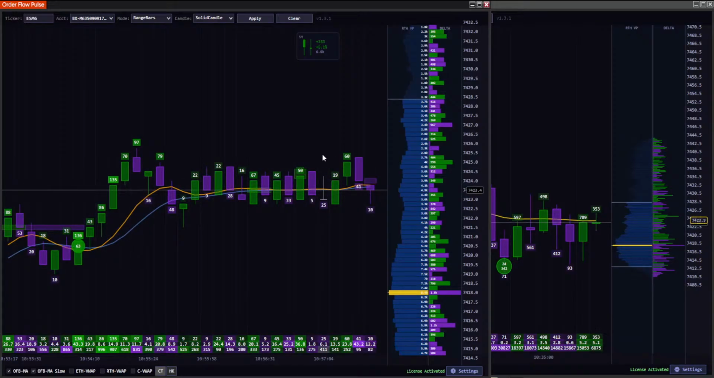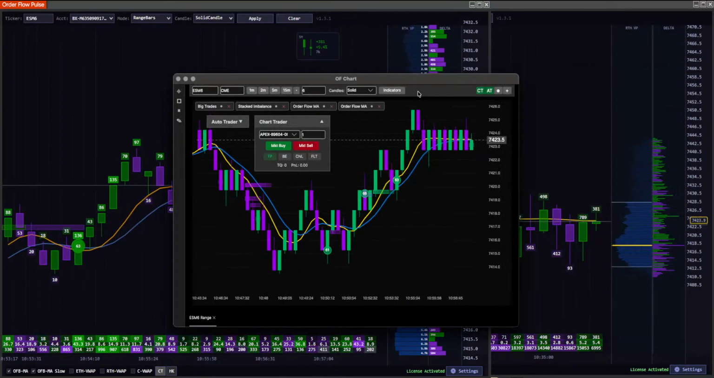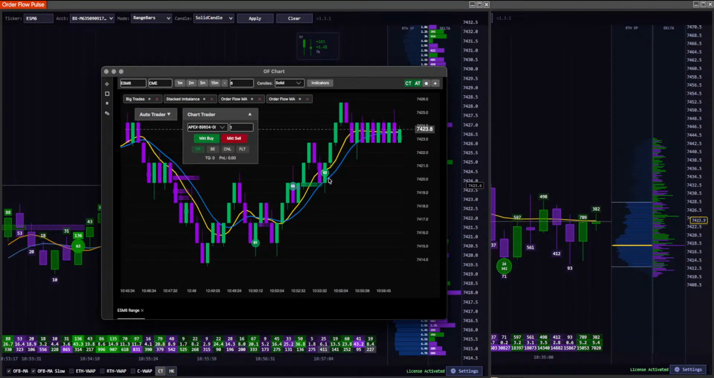Not ideal. And it's really prevalent right here on my trading platform. Look at that, it's just sitting there. Chop, chop, chop. No, no, no.